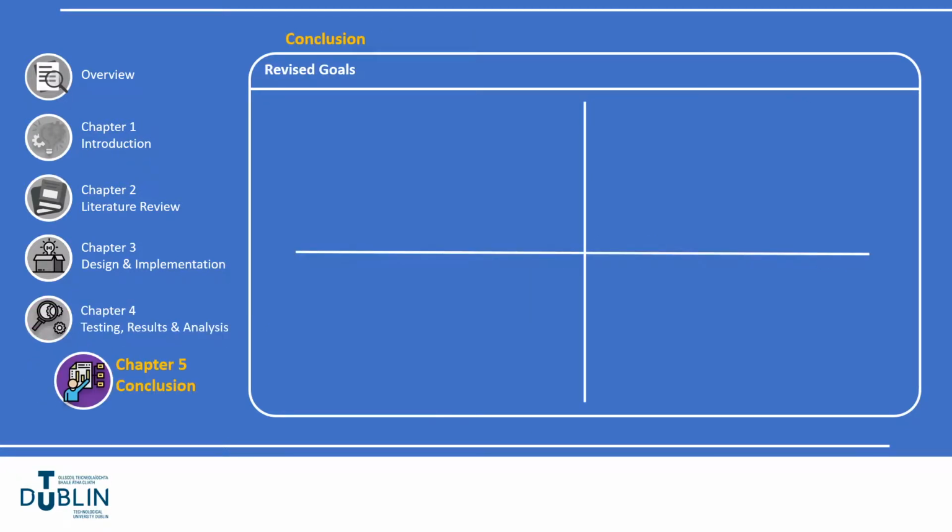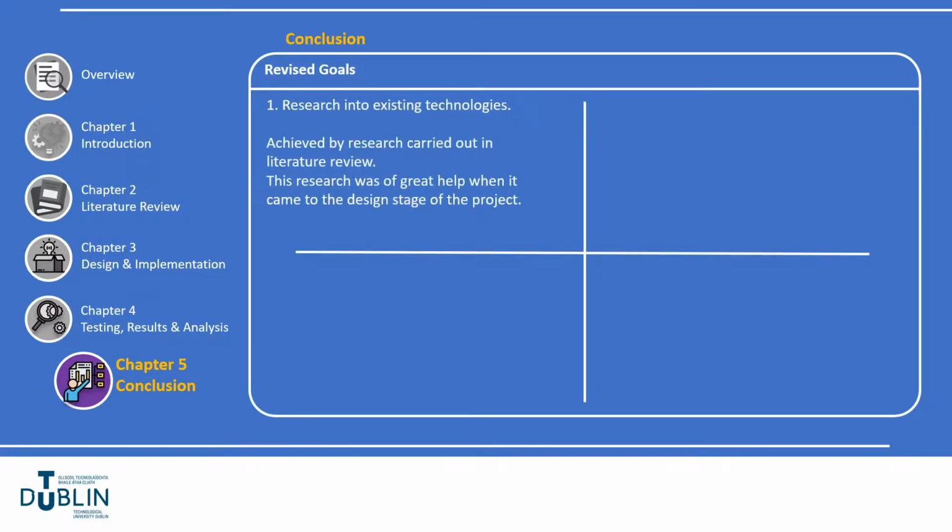Conclusion. Revised goals. The main goals of the project were achieved upon the completion of the following tasks. Number 1. Research into existing technologies. This was achieved by research carried out in the literature review. This research was of great help when it came to the design stage of the project.